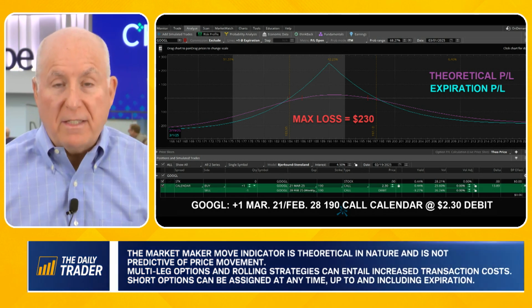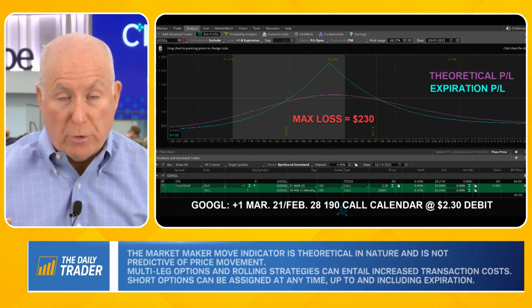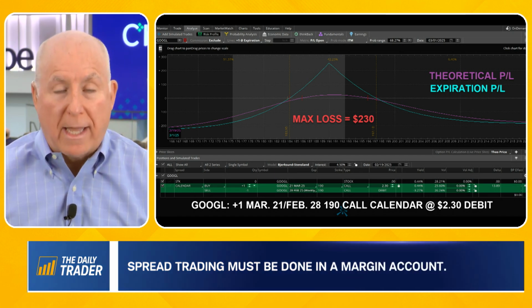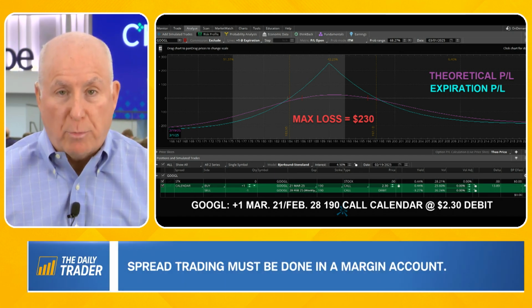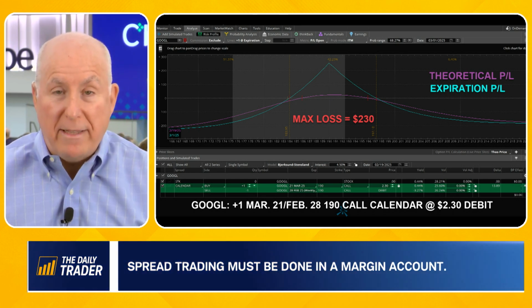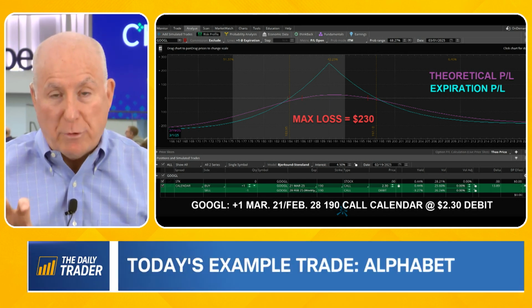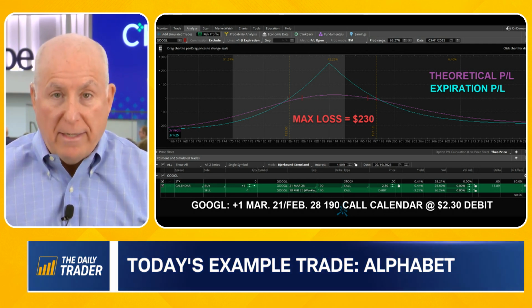Now, this is different than a diagonal spread, as you can see. Why? It's in the calendar spread, but it's the same strike. There's the telltale difference between a calendar spread and a diagonal spread. Diagonal has either a short or long vertical embedded in that trade. The calendar spread, same strike. So a 190 call calendar in Google Alphabet.